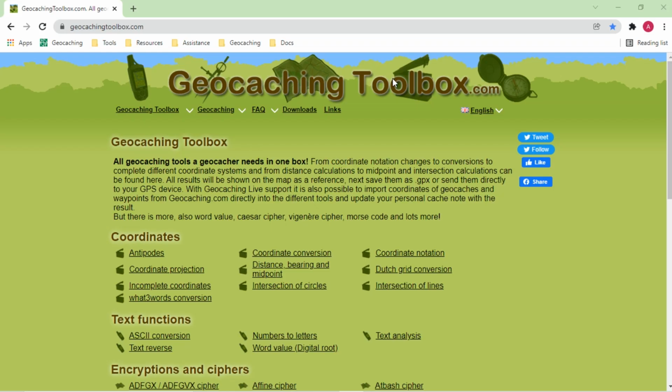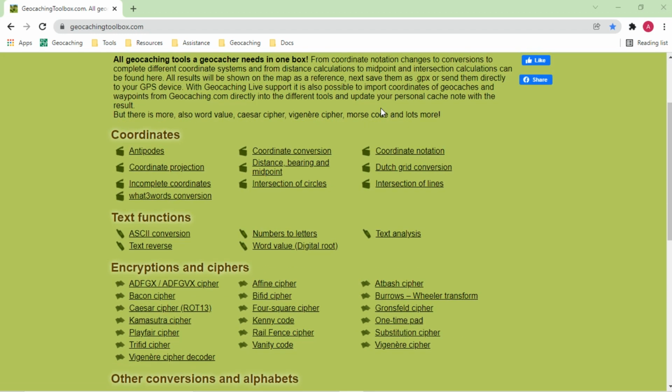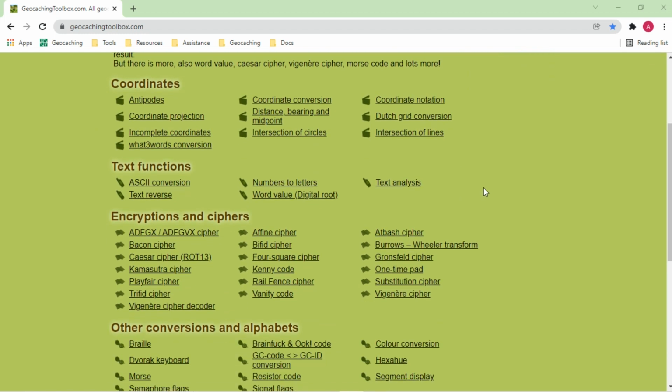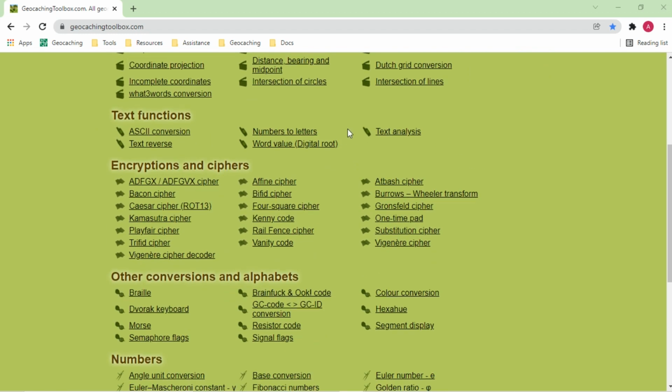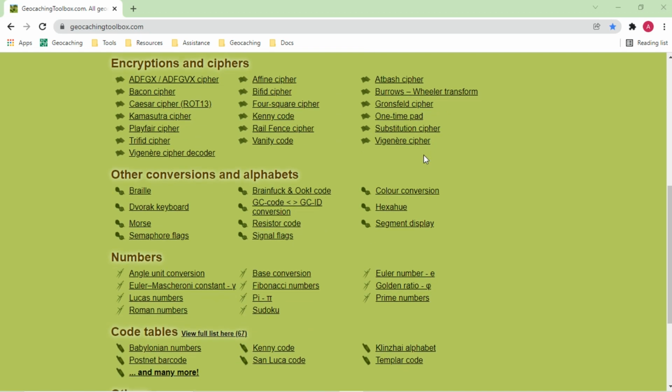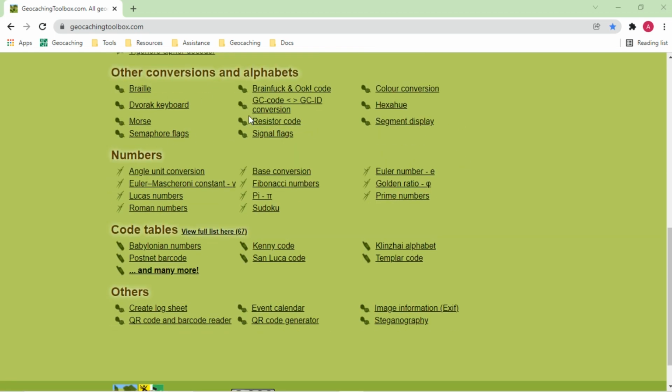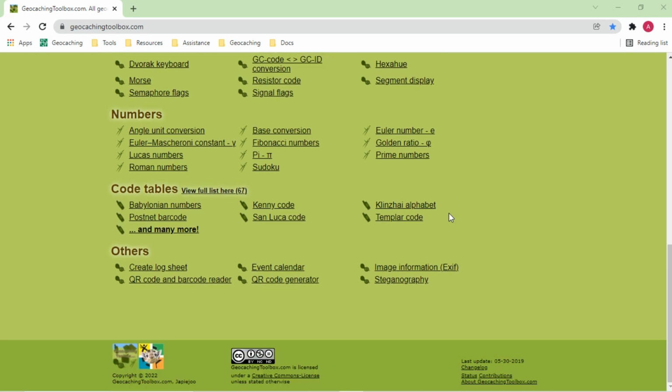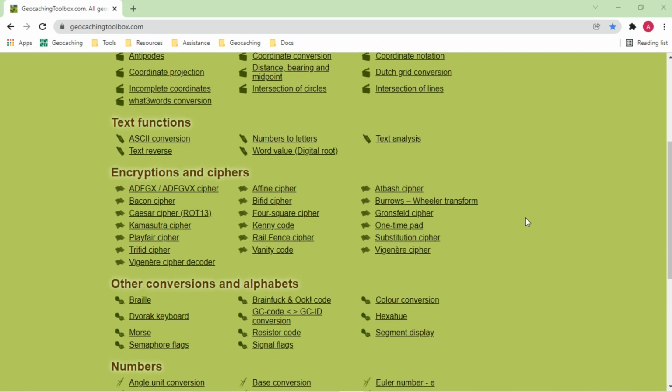So let's take a look at one of these websites. This is Geocaching Toolbox, a very powerful website, has lots of great features for solving mystery caches, including some that are related to coordinates and geometry. But they also have lots of cipher functions, text analysis tools, tools for various number conversions, like some math related tools that can be used. Code tables, basically alphabets, things that can be related back to an alphabet, and some other useful tools.